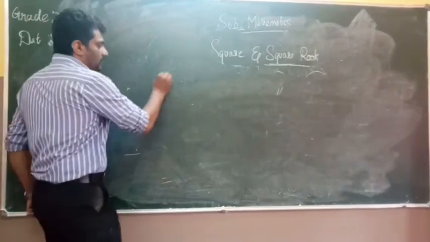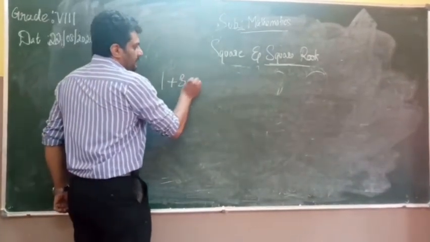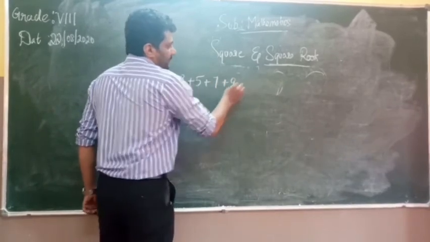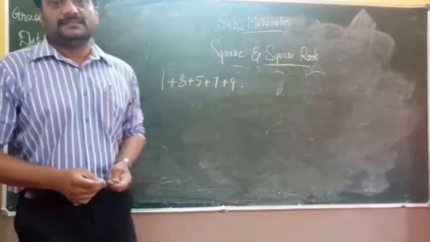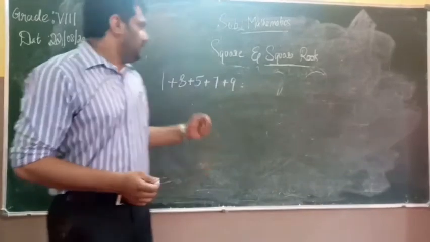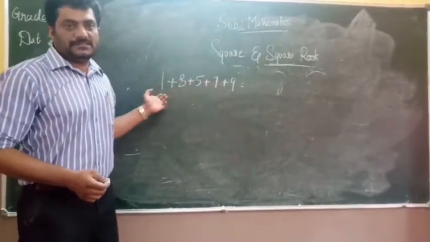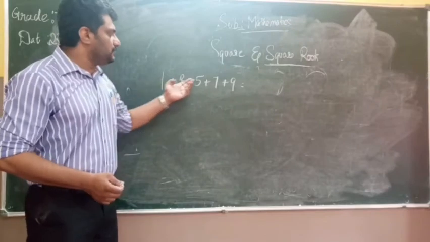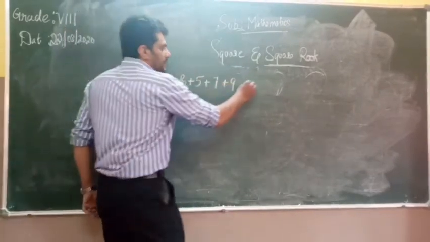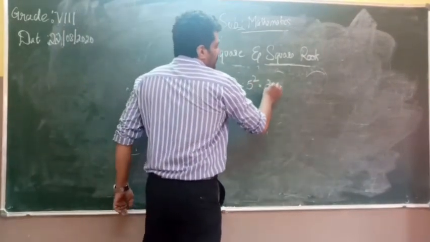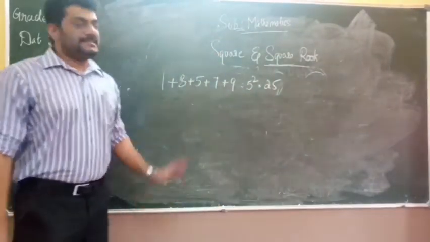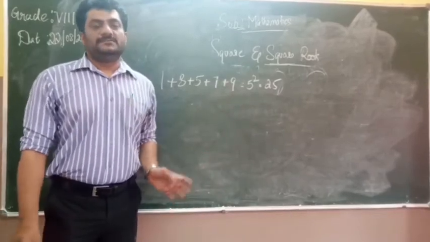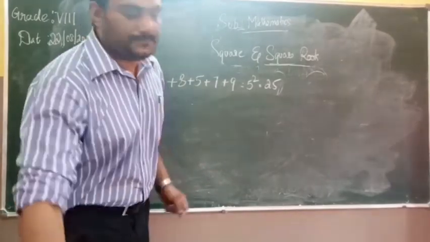They have given some odd numbers: 1 plus 3 plus 5 plus 7 plus 9. How do we add this using the square concept? Just check, we have consecutive odd numbers. How many numbers do we have? 1, 2, 3, 4, 5. Just write 5 square, 25. Just count the numbers and square it. That will be the sum of all these odd numbers.